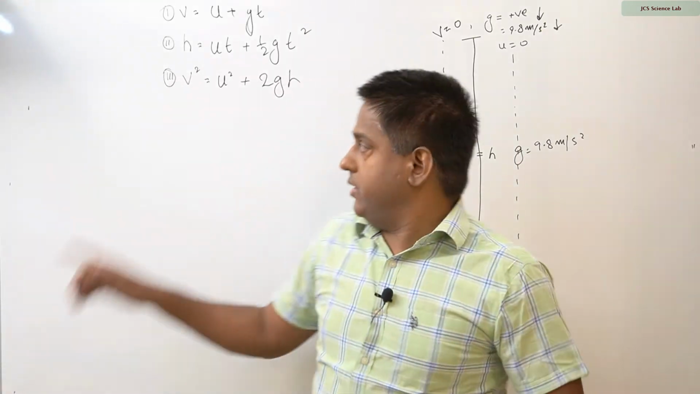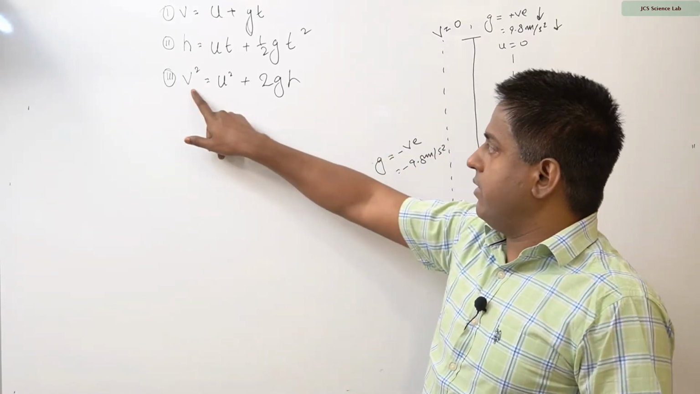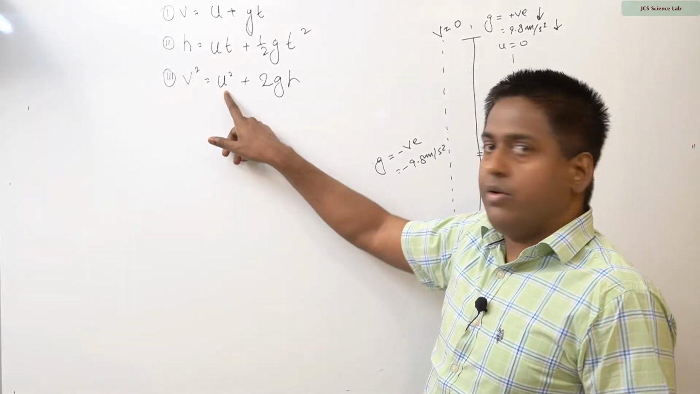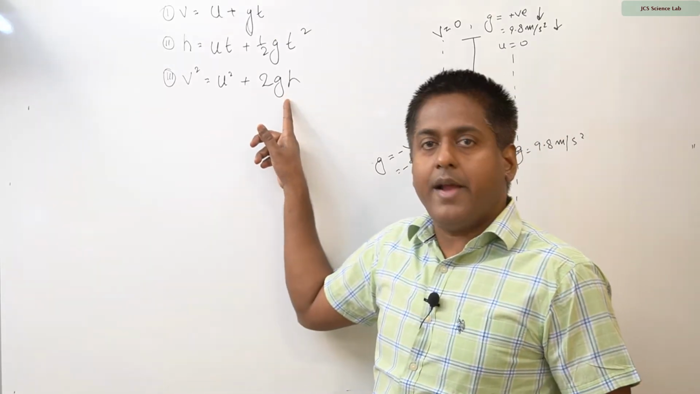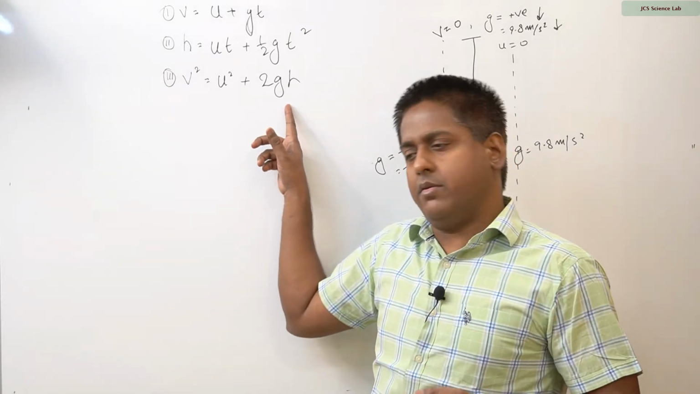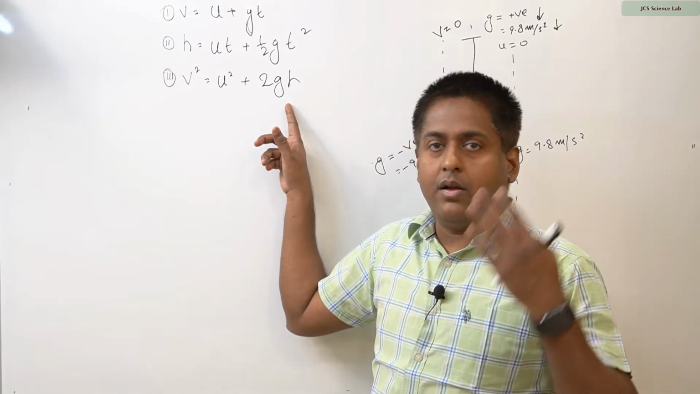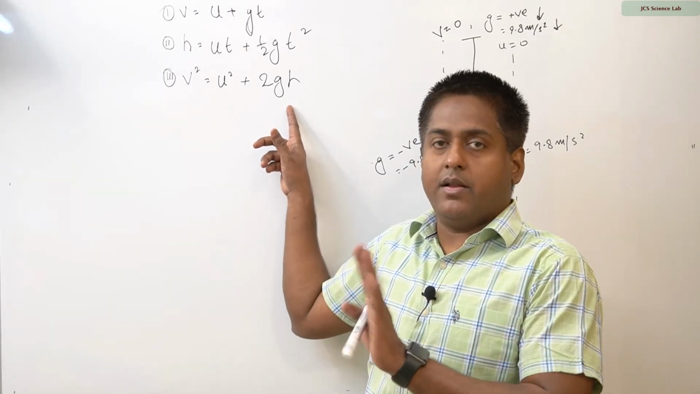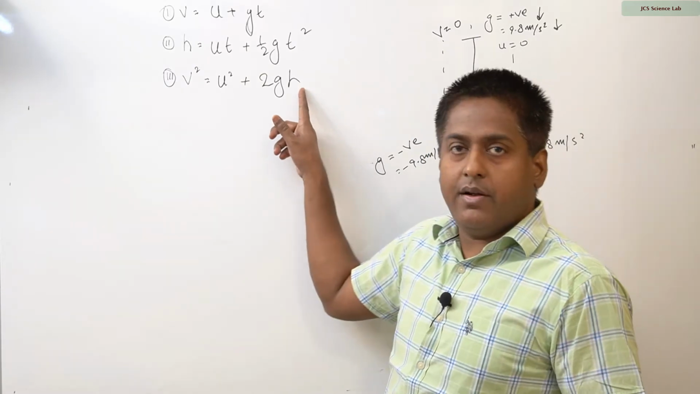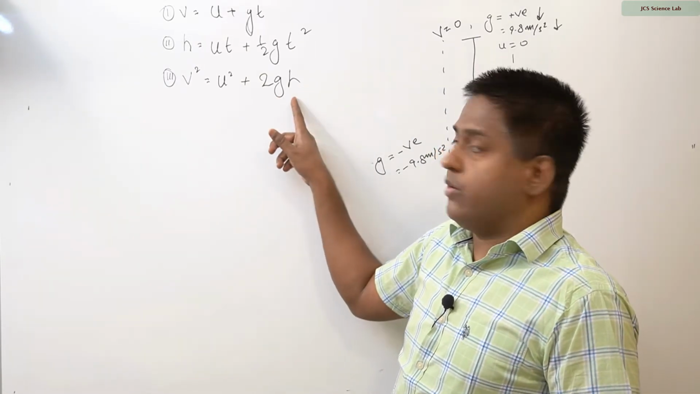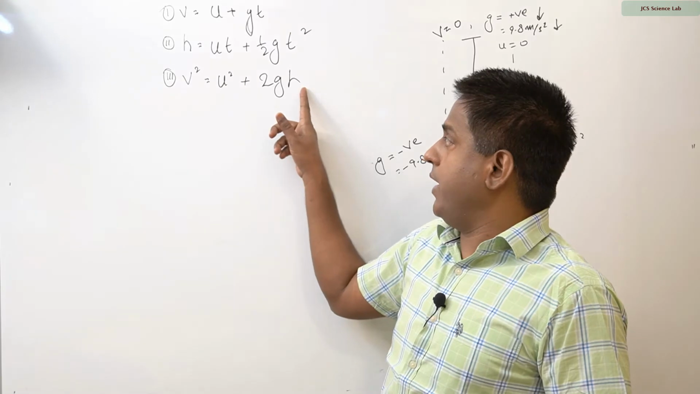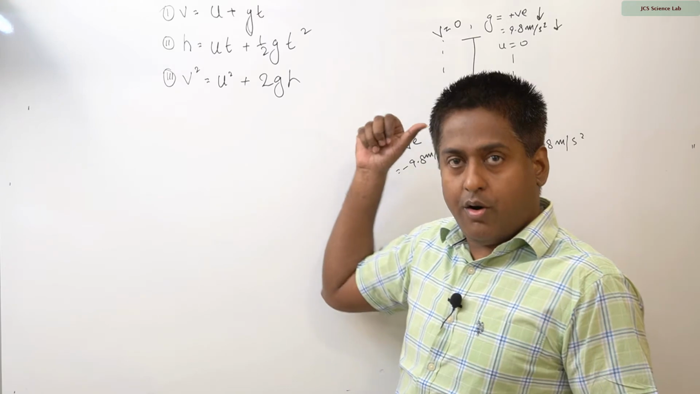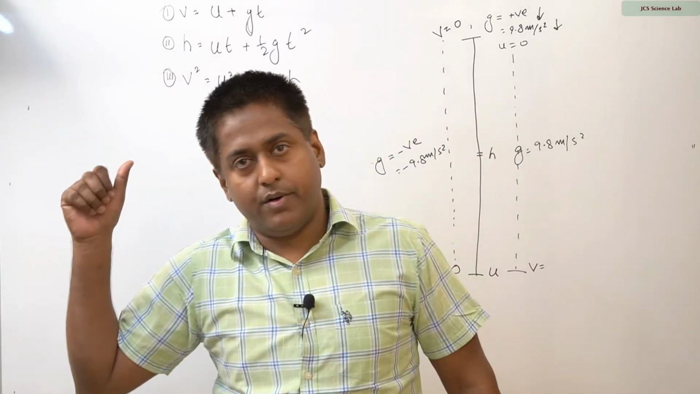We can use the third equation of motion. In this case v is the maximum velocity you need to find out, u is 0, g is 9.8, or sometimes the question itself says to take the value of g as 10. So if given, take 10, otherwise 9.8. Height is given here as 20 meter, so 2 into 9.8 into 20 will give you the velocity of the object with which it hits the ground.